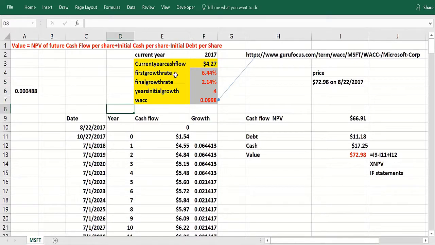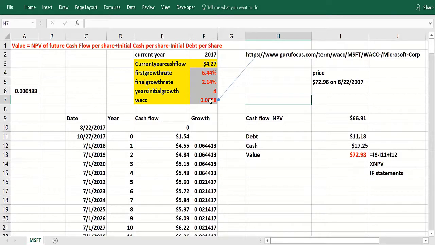So what are some inputs you should put in? If you can come up with reasonable inputs that come up with a value of $72.98, then basically you can say the stock is fairly valued. If the inputs look like pie in the sky, then basically the price is too high. And if really low growth rates give you $72.98, then probably it's really a good buy.